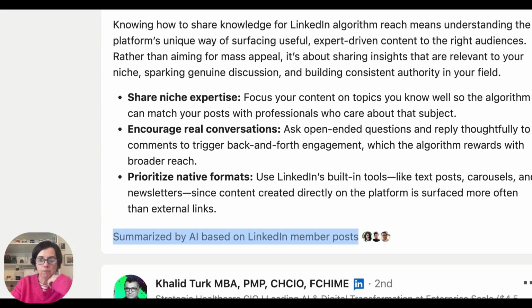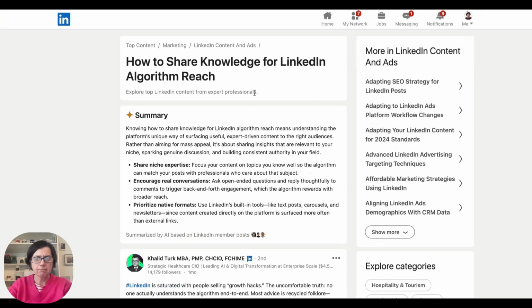So let's zoom out a little bit here. So top content marketing, LinkedIn content and ads. I don't even remember, guys, what I was looking for in the first place that I came across this. But how to share knowledge for LinkedIn algorithm reach means understanding. Oh, that's what it was. I was writing my article for today, which is my LinkedIn newsletter on long form content. And I was searching on Google and this came up in the search results. And I thought, I have not seen this before. This is so interesting.